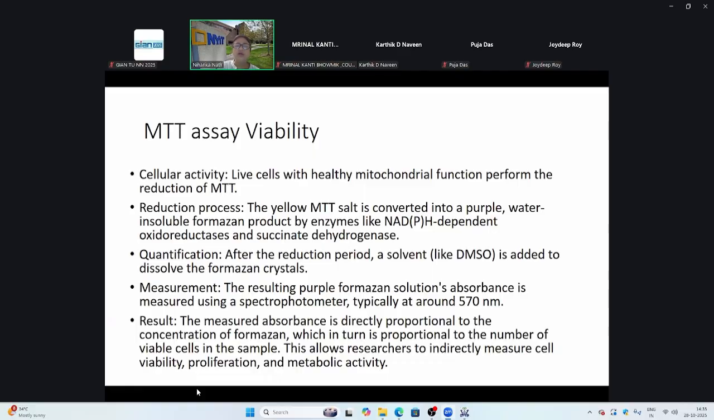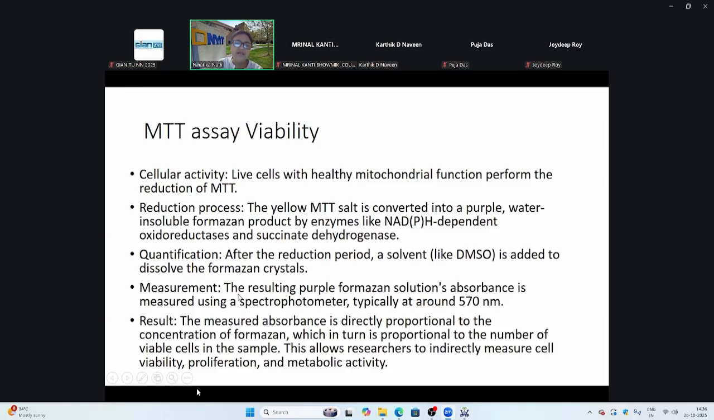All the same thing is written in text here. Live cells with healthy mitochondrial function will perform the reduction of the MTT. They will reduce it to what? To formazan. This takes all kinds of enzymes, which we don't need to go into. And that means those enzymes are working. If those enzymes are working, the cell is fairly viable. So it's called a viability assay.